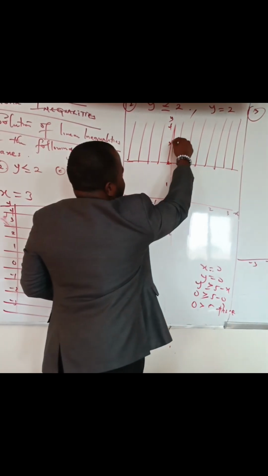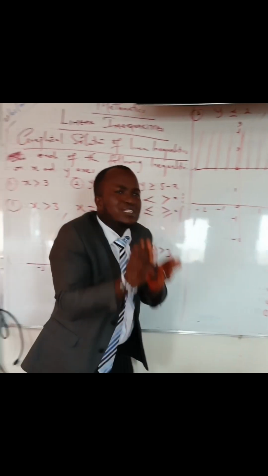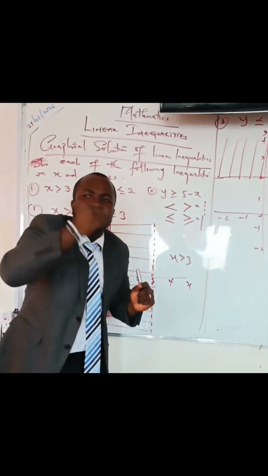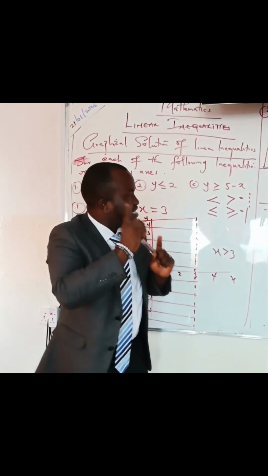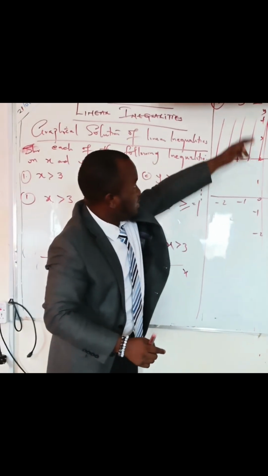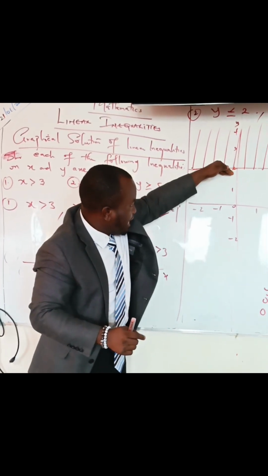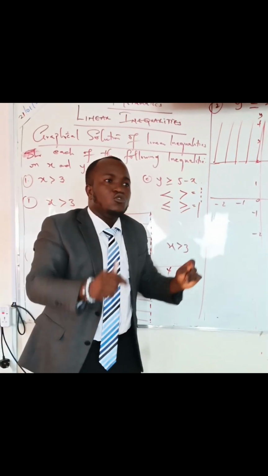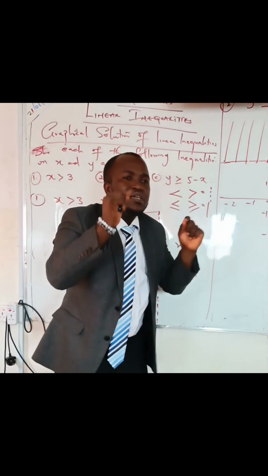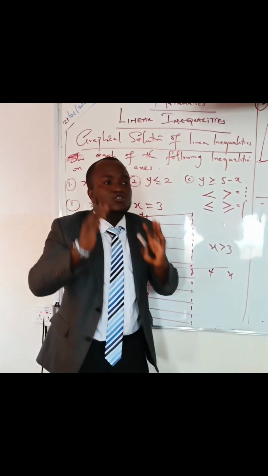This is 2, this is 3, this is 4. All these sides are greater than 2. So the unwanted region is the side you are going to shade. Take note of that. All these sides are wanted because they have said y is less than or equal to 2, so all these sides are less than or equal to 2. Please take note of that. It's extremely important: the unwanted region is the region you are going to shade.